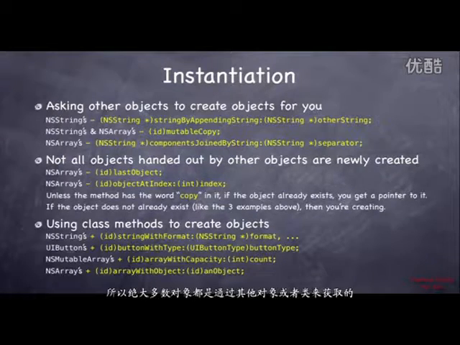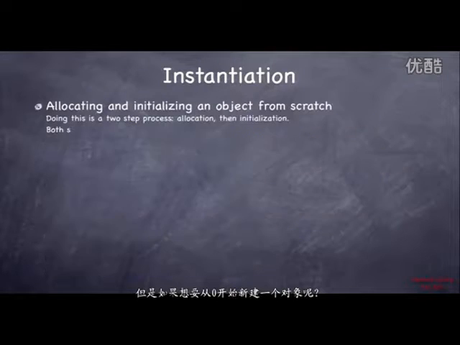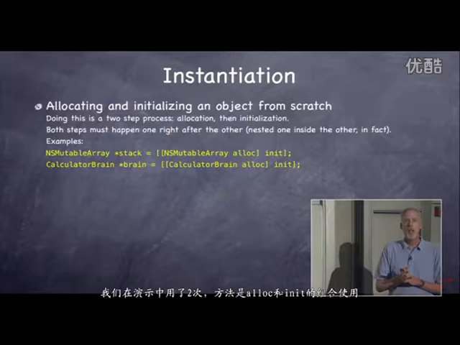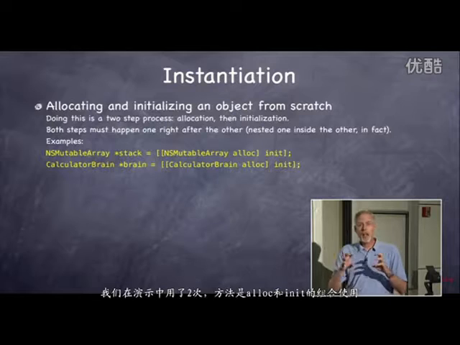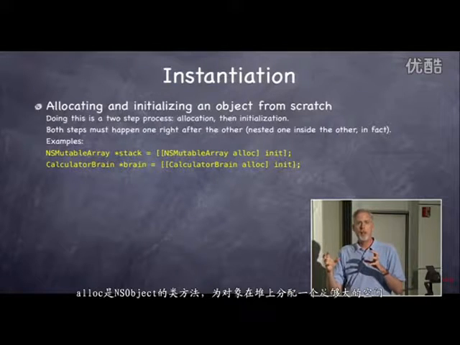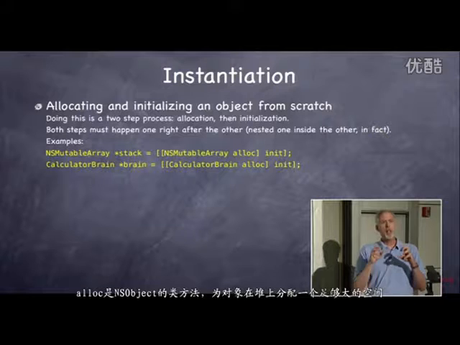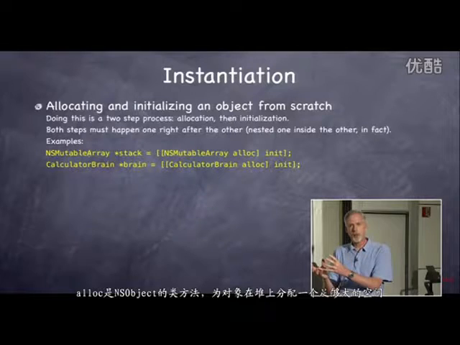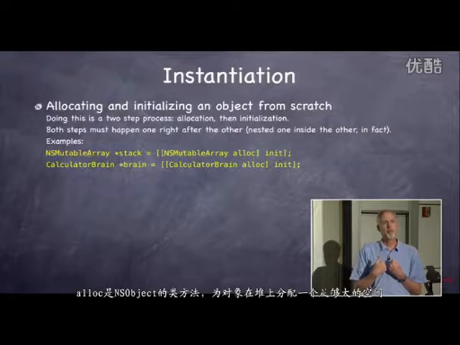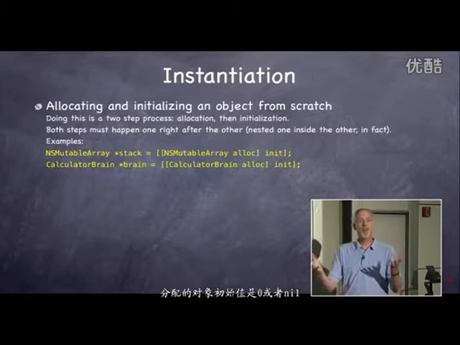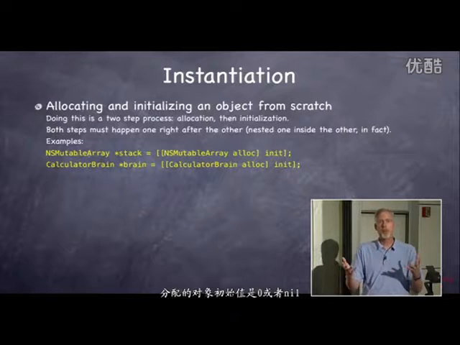So this is probably most of the objects you get, by asking other objects or classes to create them for you. But what if you want to create an object from scratch? And we did that in our walkthrough twice. And the way we do that is with this alloc init combination. So alloc is a class method in NSObject. And what it does is make space in the heap big enough to hold all the instance variables of the class that's receiving the message alloc. It allocates the space and sets it all to 0. That's where you get all your nil things starting off nil.